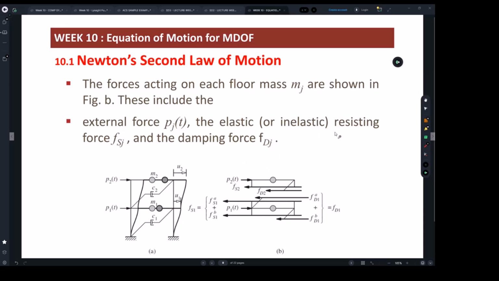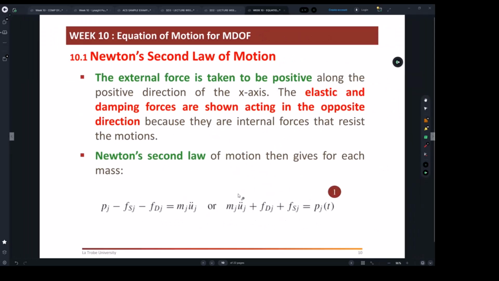So I've already briefed you about this kind of parameter, and here now we're going to come to the equation of motion, which is same as single degree of freedom system, Newton's second law. This is something not really new for you. So what we're doing here, for each floor, we're writing our equation of motion.